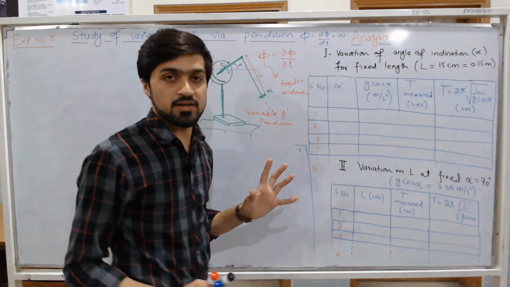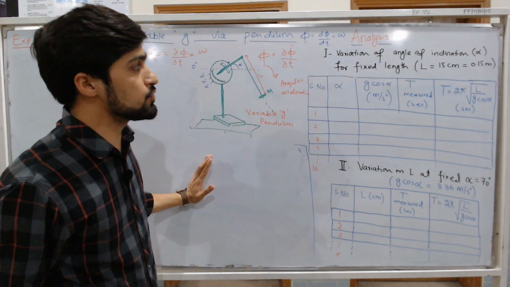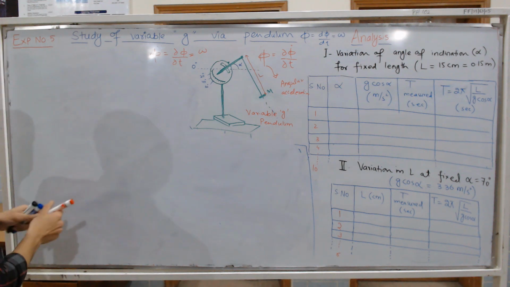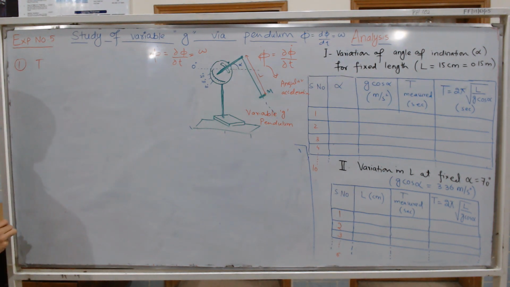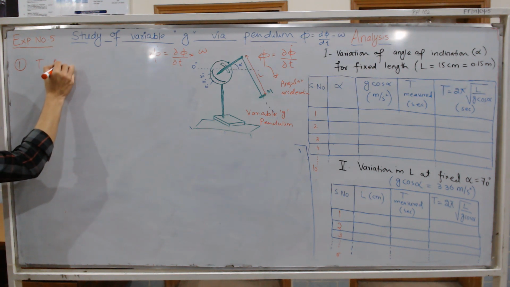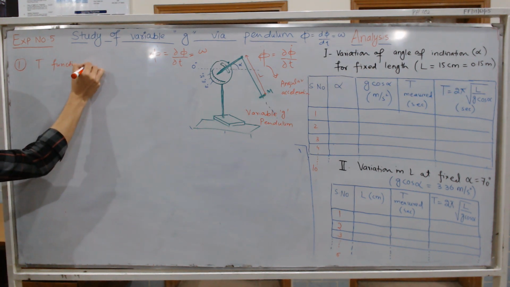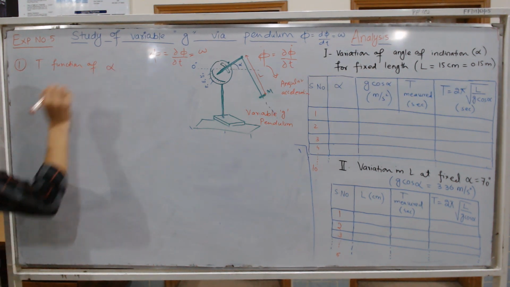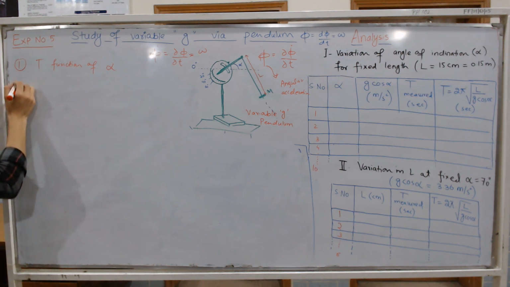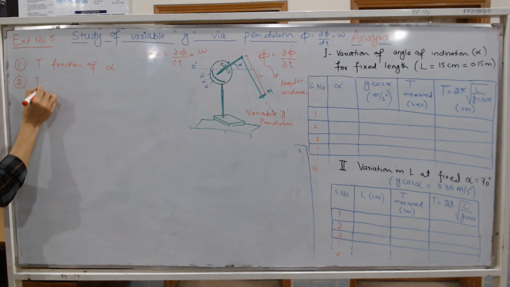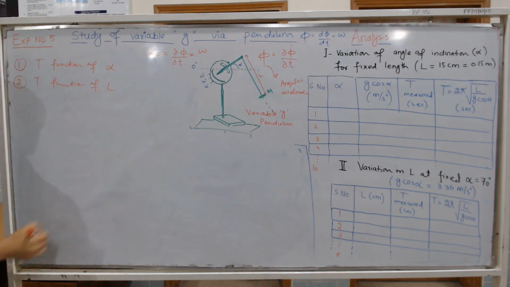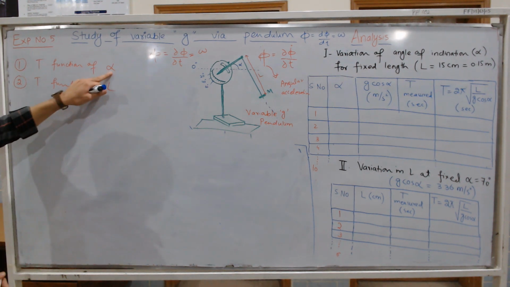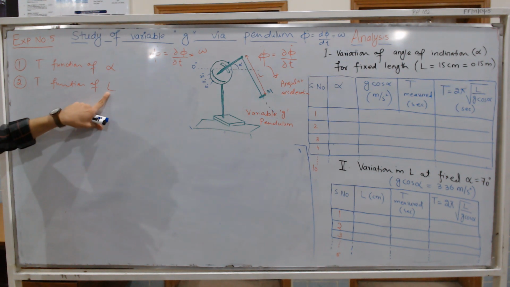Now there are two parts of the experiment. The first part was to study or to measure the time period as a function of alpha, and the other one was to measure the time period as a function of L. So it means that in the first case we will keep the L fixed.